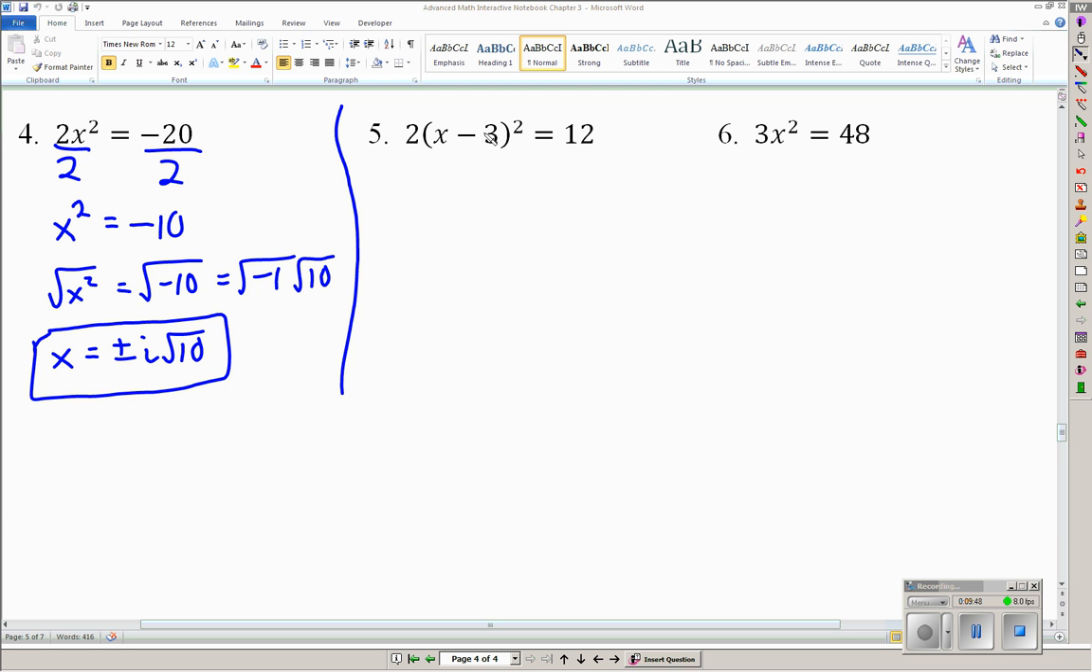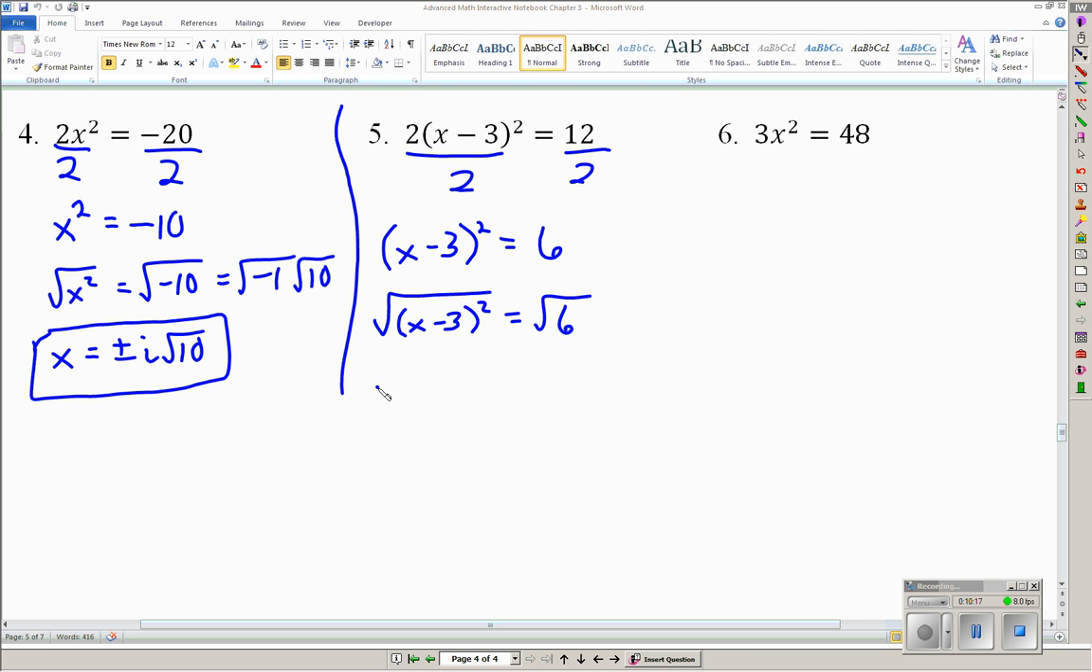How about this one? I have something squared times 2 equals 12. Well, let's get this solved for whatever's squared. Divide both sides by 2, x minus 3 squared is 6. Then I can square root each side. And you get x minus 3. And over here you get plus or minus. And 6 doesn't have any perfect square factors, so it's still the square root of 6.